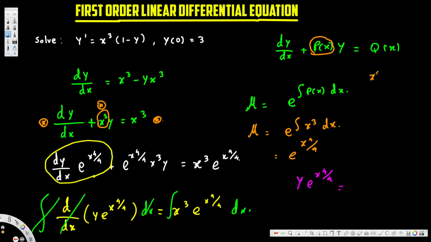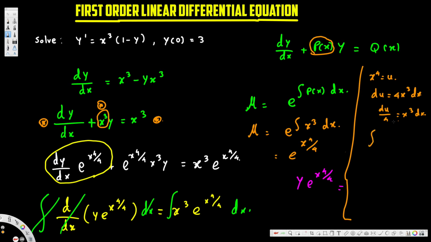Okay, let's substitute x power 4 for u. So if x power 4 is u, then du is going to be the derivative of this one, 4x cube dx. Here we have x cube dx alone, so du by 4 is equal to x cube dx. Now we can replace everything in terms of u. So in the integration, instead of x cube dx, I replace that with du by 4.